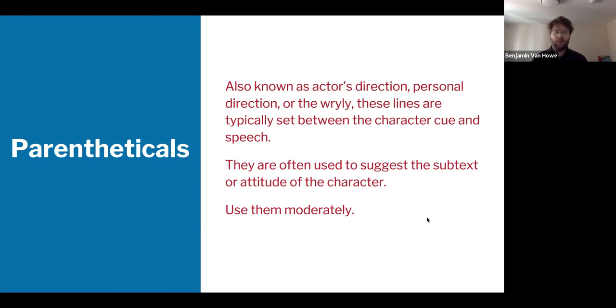Just something to keep in mind is you want to use them moderately, because you want to give the actor freedom to interpret some of the lines and to play out the scene as they see fit. So you don't want each line of dialogue to have a parenthetical or an emotion attached to it. That feels like overkill.